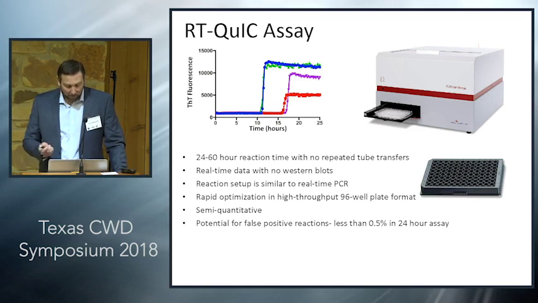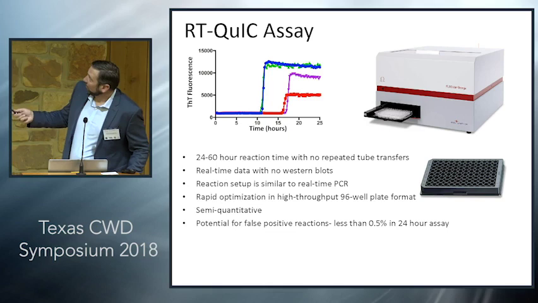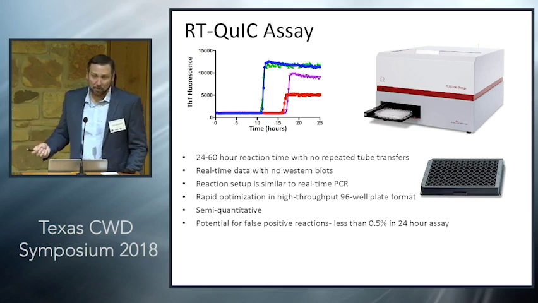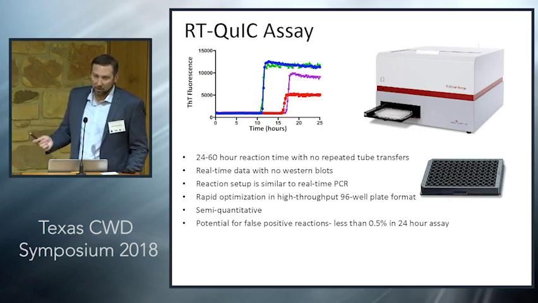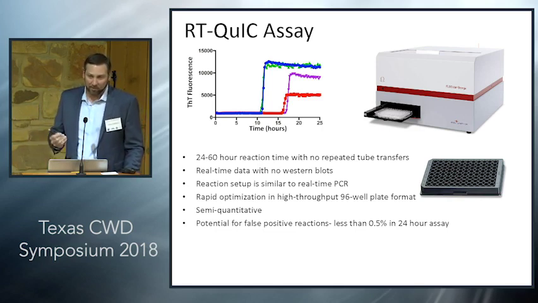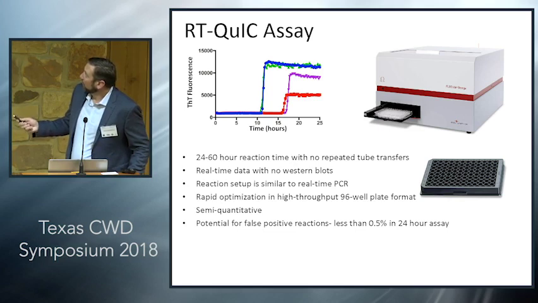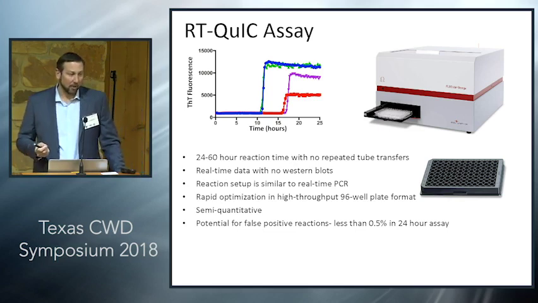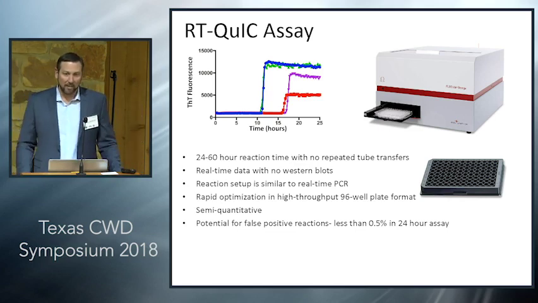Some of the other aspects of RT-QuIC: it happens in 96-well plates, and it's a fairly fast reaction time of 24 to 60 hours, depending on what you're trying to detect. Typically, samples that are pretty positive are a 24-hour reaction cycle, like the rectal tissue we usually use at a 24-hour cycle. 60 hours is for things like urine or saliva, where the detection levels are really, really low, or feces. The data are in real time. And the reaction setup is similar to RT-PCR, where you can just add samples to the wells of a plate and then put it in the machine and walk away, and it's done.